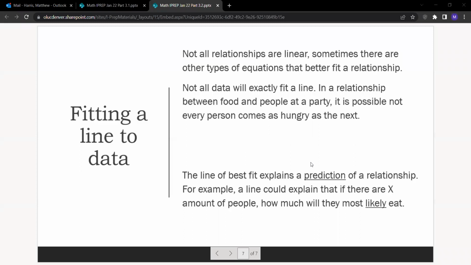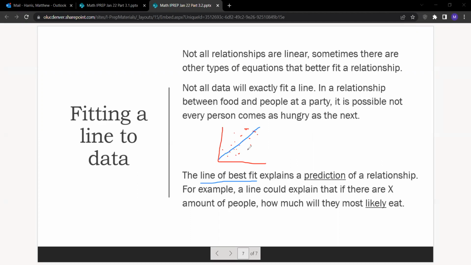Not all data will exactly fit a line. In a relationship between food and people at a party, it's possible that not every person comes as hungry as the next. So in this case, there's something called a scatter plot, right? In this case, you see there's not really a clear line that goes through all those points. But you can do something called a line of best fit, which kind of goes through as many as possible and maybe takes the average, right? It's your line of best fit. And that explains kind of a prediction of a relationship. So you could say that as there are more people, they will likely eat more, but it's not guaranteed, right?